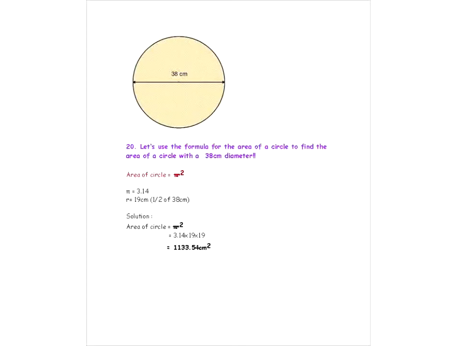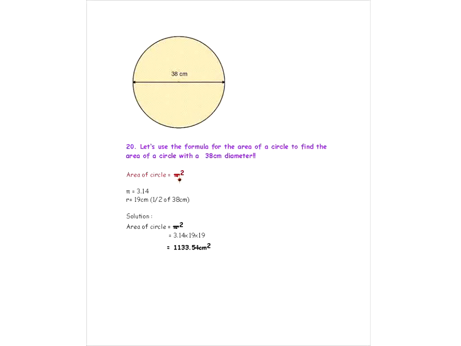Okay, so we've got another question here. We're going to use the formula for the area to find the area of a circle with a 38 centimeter diameter. So D is 38, but our formula has R in it. R is half of diameter, so it's going to be 19. So it's going to be pi times 19 times 19.